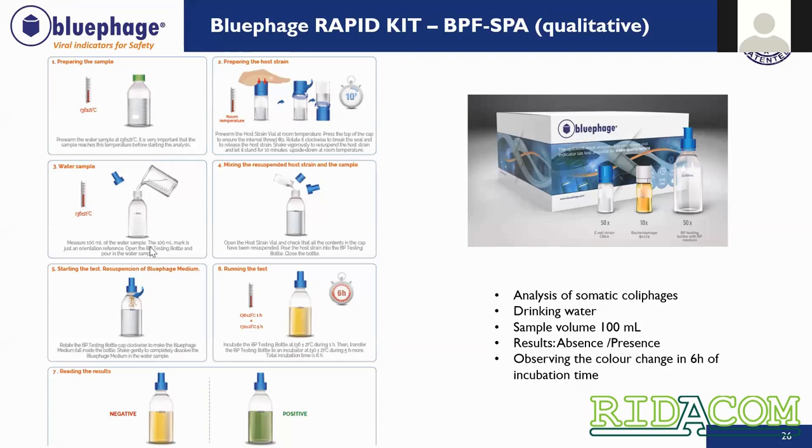During these 10 minutes that it is being rehydrated, we can pour our water sample into the BP testing bottle, the plastic bottle. We will pour all the content of the E. coli. We will turn the cap in order to release the media. And after that, we just need to incubate 1 hour at 36 degrees and 5 hours at 30 degrees.